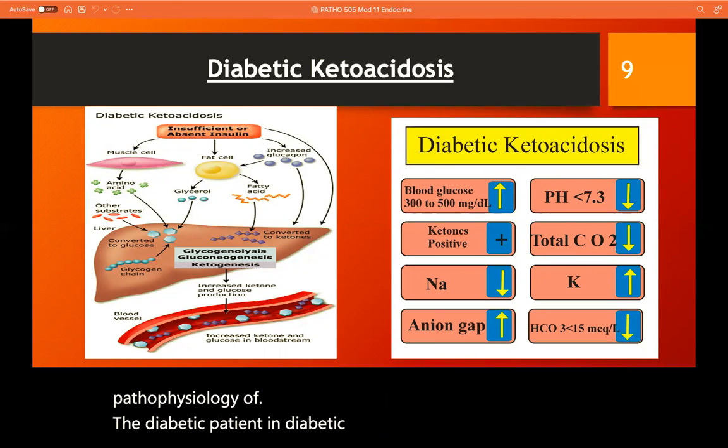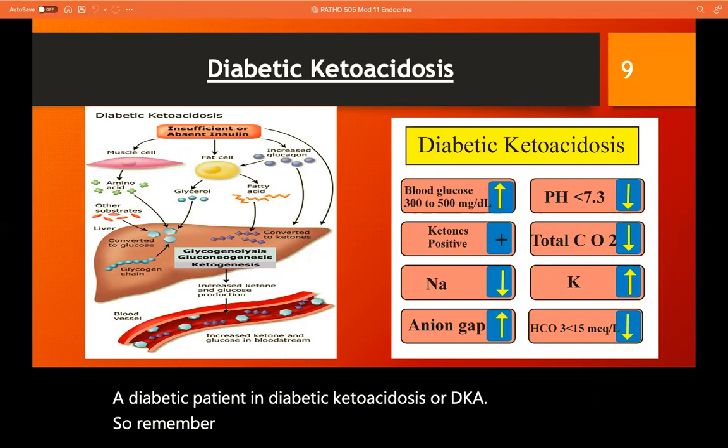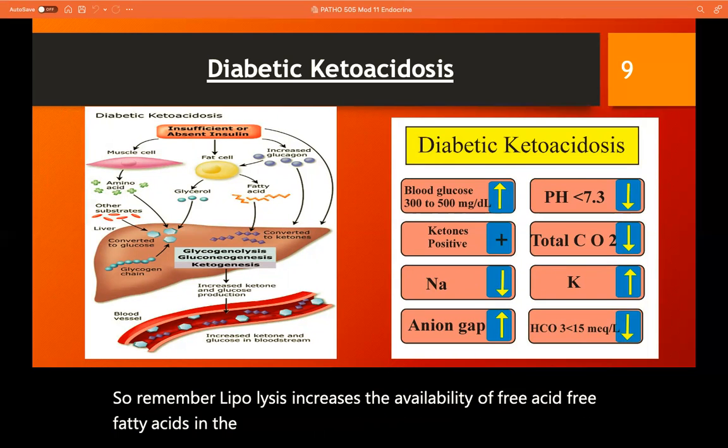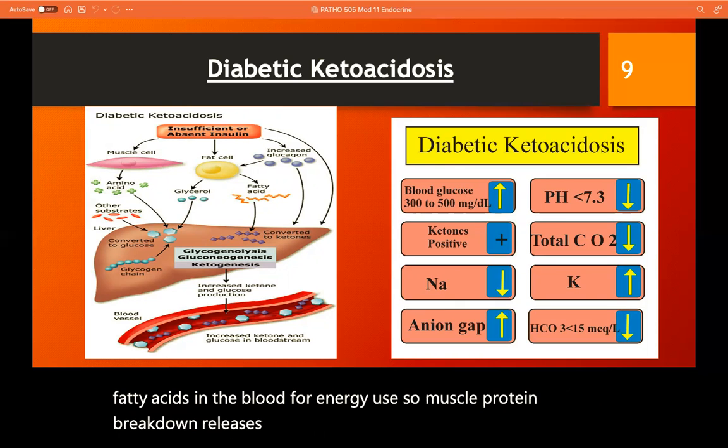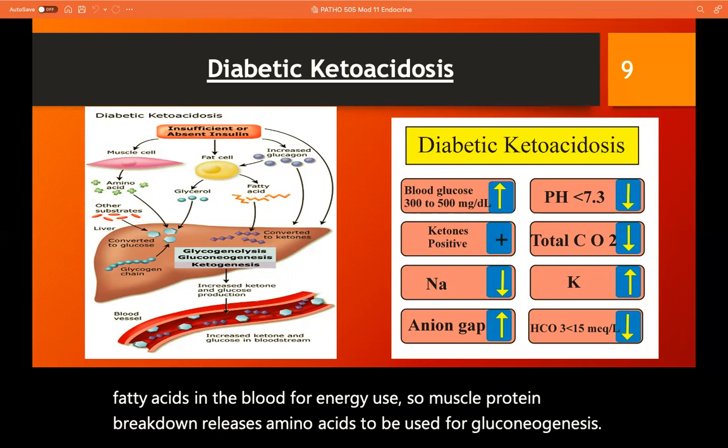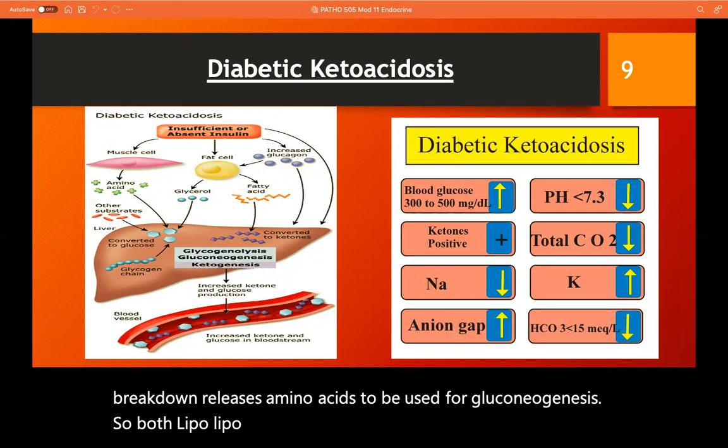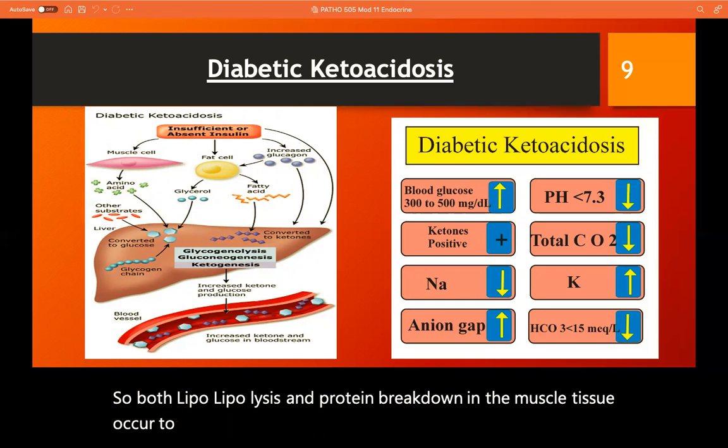What correctly describes the pathophysiology of the diabetic patient in diabetic ketoacidosis, or DKA, okay? So remember, lipolysis increases the availability of free fatty acids in the blood for energy use. Muscle protein breakdown releases amino acids to be used for gluconeogenesis. So both lipolysis and protein breakdown in the muscle tissue occur to provide energy sources during ketoacidosis.